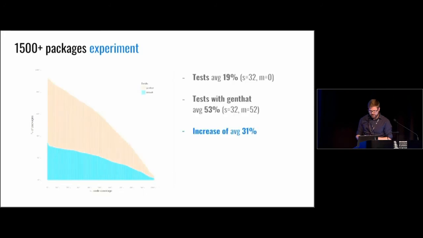And this was what GenTest did. Right, so from 19%, we managed to bring the average to 53%. And you can see that in each step, it improved a bunch of packages.